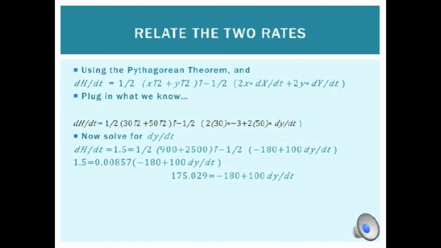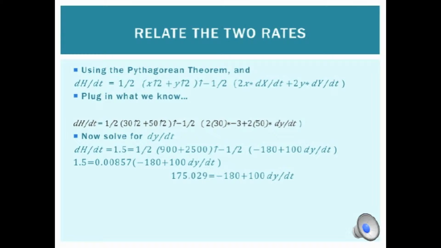Plug in all the numbers we know. dh/dt equals 1/2 times (30 squared plus 50 squared) to the negative 1/2 times (2 times 30 times negative 3 plus 2 times 50 times dy/dt). Now solve for dy/dt. dh/dt equals 1.5 equals 1/2 times (900 plus 2500) to the negative 1/2 times (negative 180 plus 100 dy/dt).